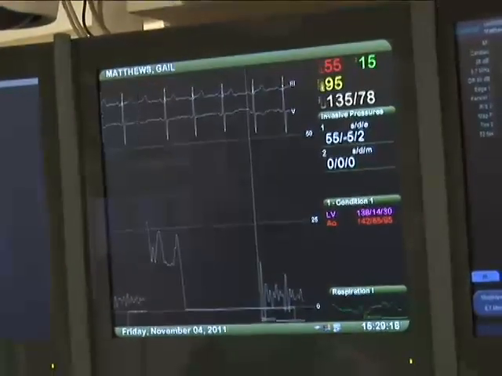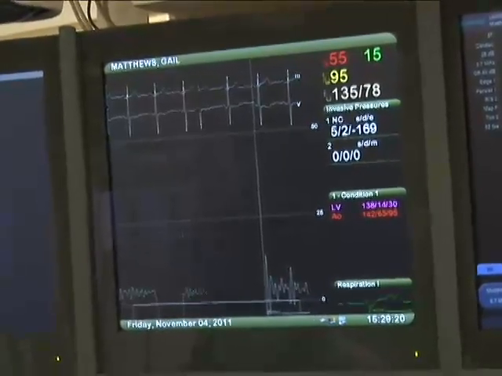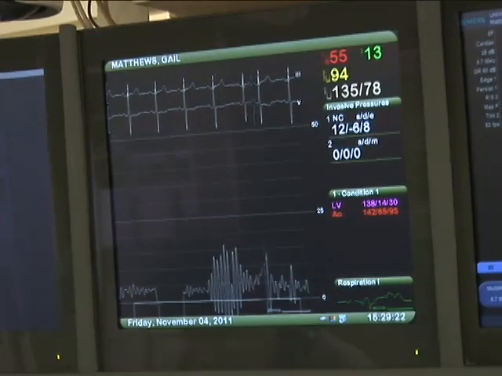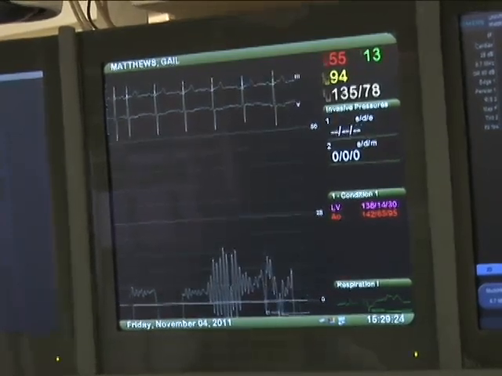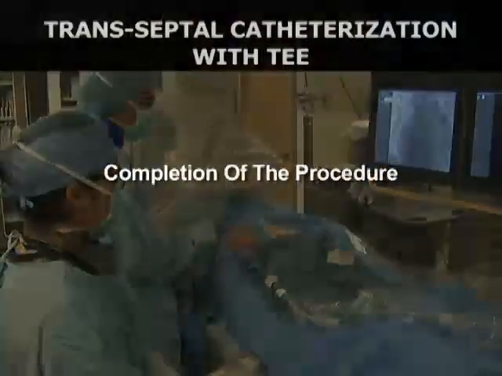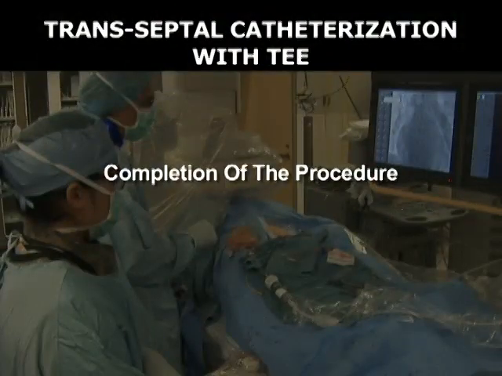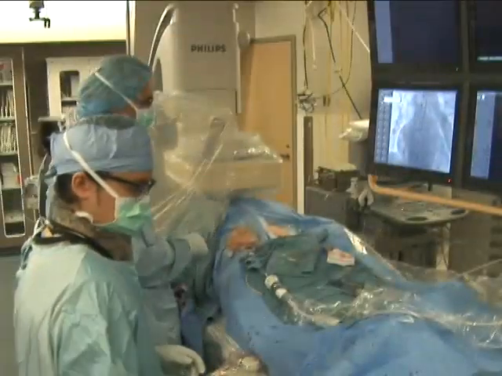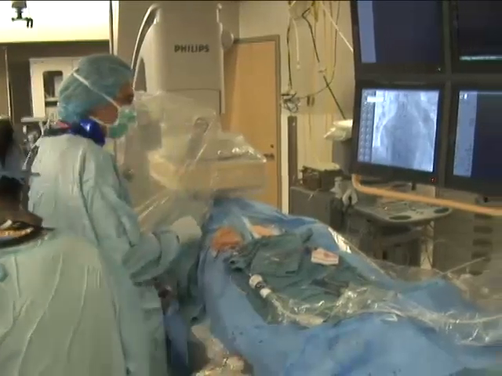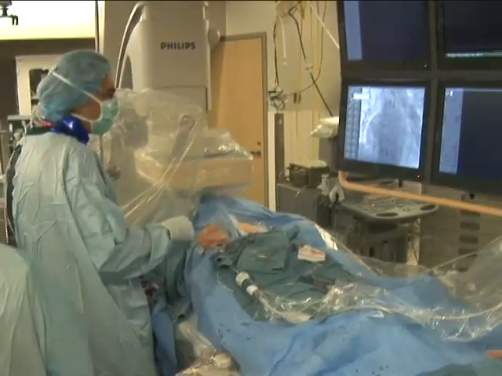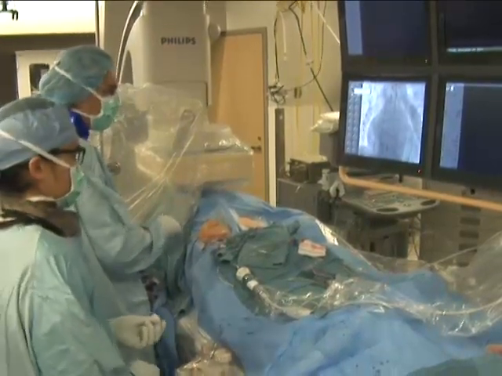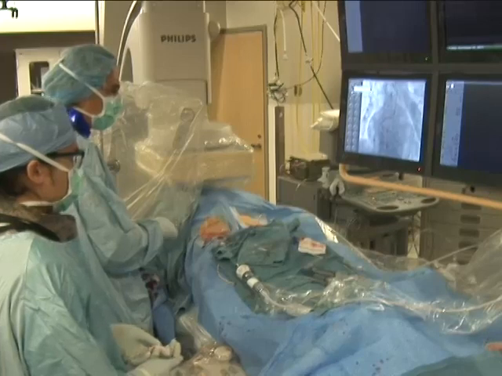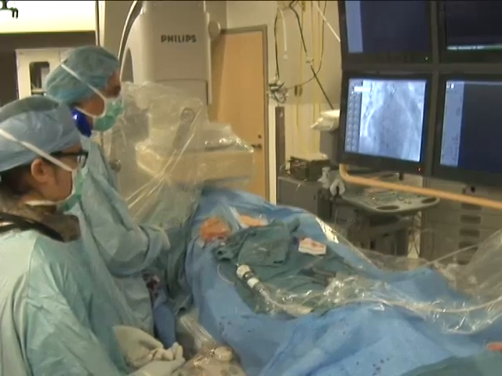Appropriate transseptal systems can then be delivered to the left atrium for various procedures, including balloon mitral valvotomy and transcatheter mitral valve repair. After the procedure, the transseptal system can simply be pulled back across the atrial septum, although the balloon used for mitral valvuloplasty has a specific removal procedure.